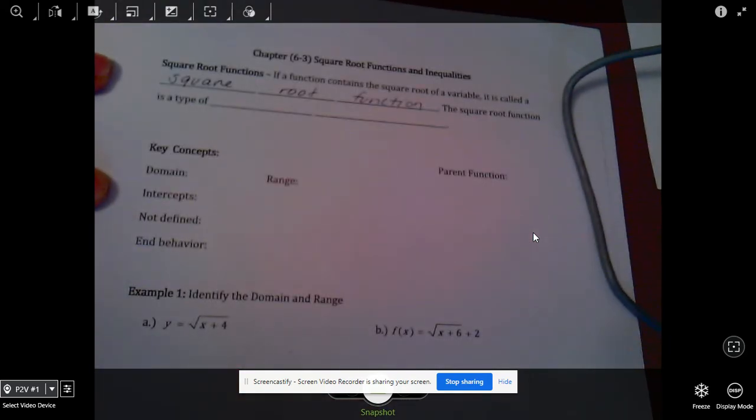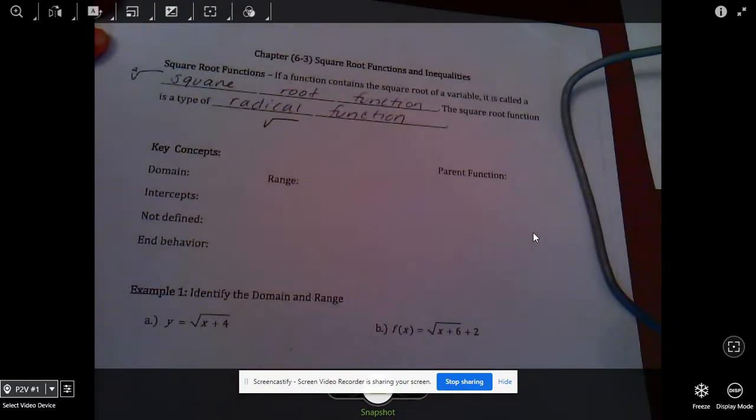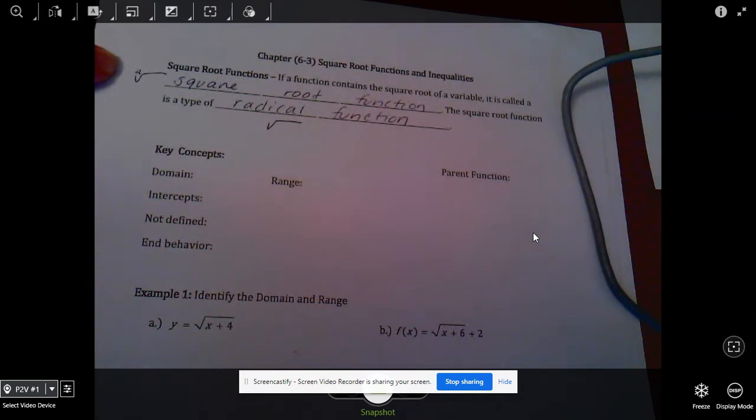It says the square root function is a type of radical function. So when they say a radical function, this is a radical symbol. A square root is that radical symbol. Technically, there's a 2 here. Do we write that 2? No, it's kind of like 1x. You don't really write the 1. We don't write the 2, okay?